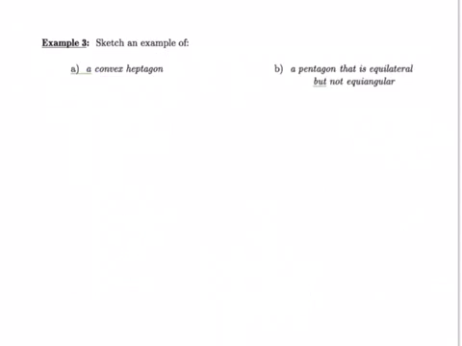In example number 3, we sketch a convex heptagon. So that means it has 7 sides. And convex means the points have to be on the outside. So we need a 7-sided figure that does not have points on the inside.